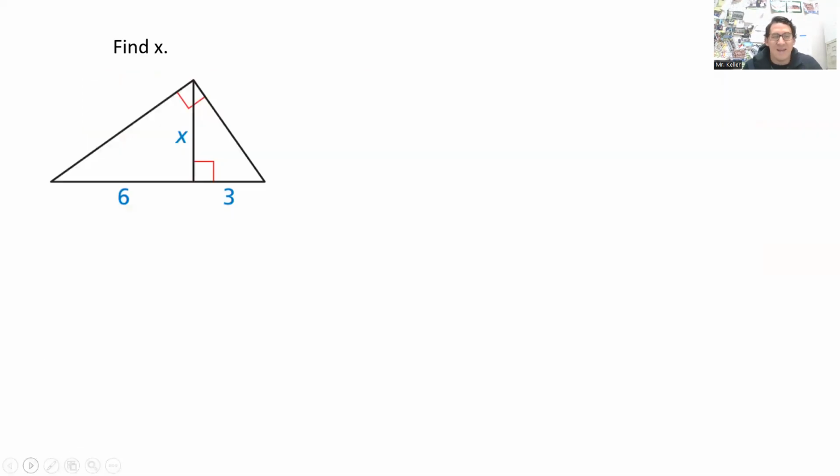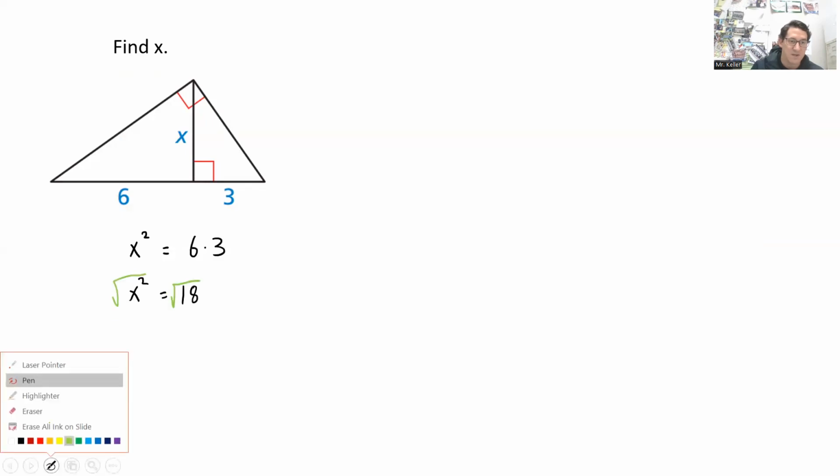So let's look at an example here. So we have X and then the side. So just by that geometric mean that we just did, we're looking for that. So it's going to be X squared is equal to 6 times 3. And that's it. That's all we've got to set up. So X squared, well, 6 times 3 is 18. We do need to take the square root of both sides.